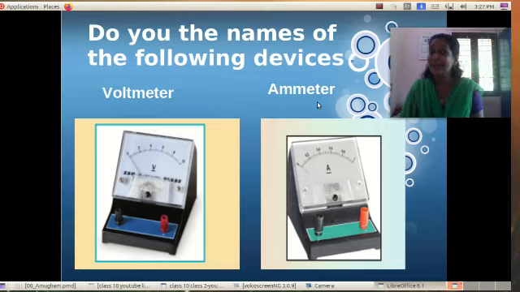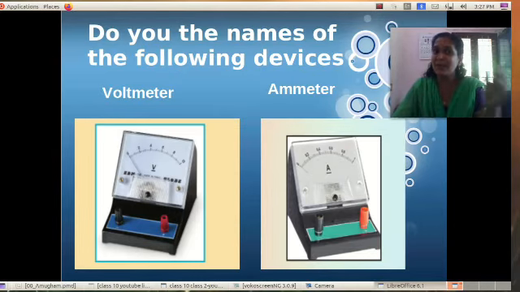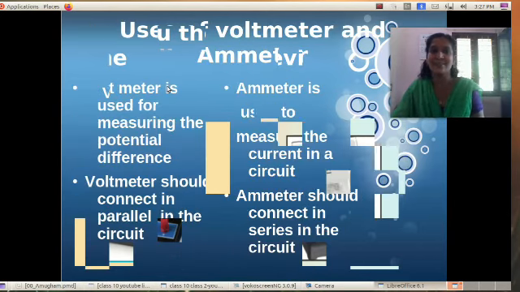Do you know the names of the following devices? One of them is the voltmeter. The V represents voltage. The other is the ammeter. The ammeter measures the current. The voltmeter is used for measuring the voltage, the potential difference provided by the battery, cell or generator. The ammeter measures the current.